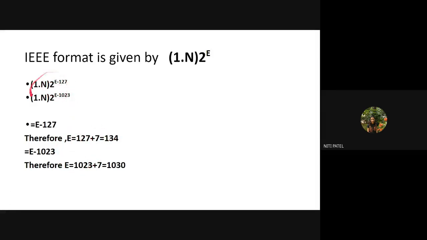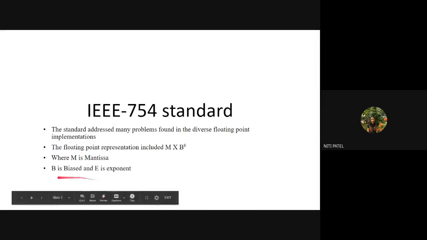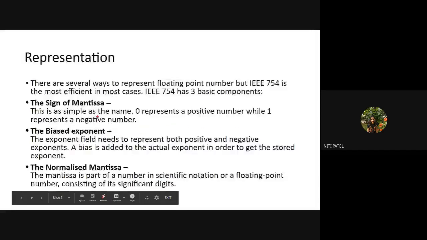So you don't have to write this, you just have to mention over here in the theory part that instead of using m into b raised to e, IEEE uses the format or representation which is 1.n into 2 raised to e. Understood? Yes, ma'am. Clear. Okay. So is this topic understood? IEEE 754 representation.